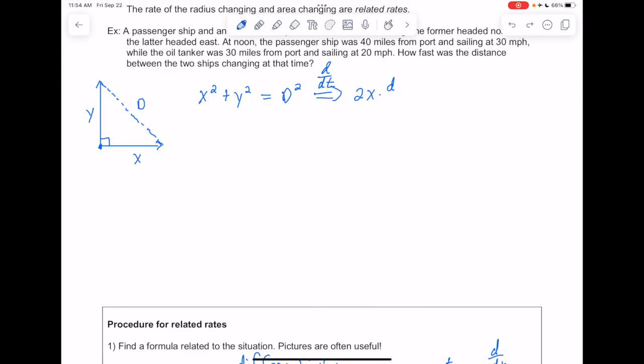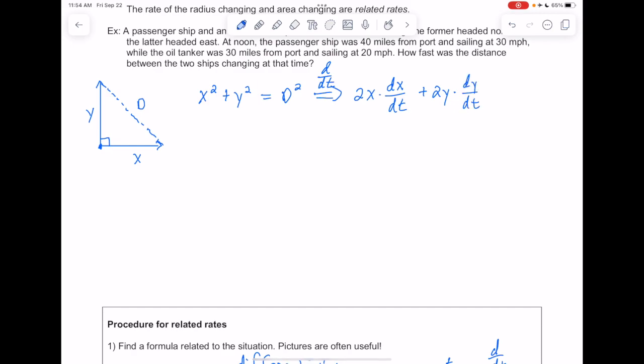And the inside piece, the thing that was inside the square, was an x. So we have to multiply that by dx dt. And we just do something very similar for all the other pieces. If you just thought of y as a normal derivative, the derivative would be 2y by the power rule. But since we're differentiating with respect to t, not y, we have to multiply by the derivative of the inside piece, which was that y, with respect to t.